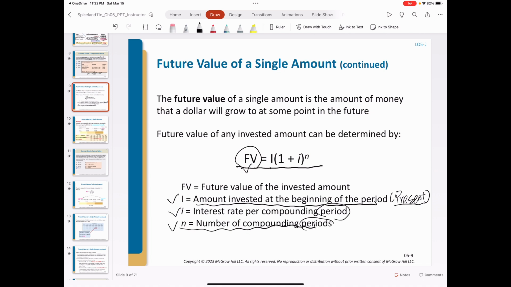So here we didn't use years, quarters, or months. We use periods because it depends on how frequently the interest is compounded. The period may represent different time periods. As I mentioned in the prior slides, when you calculate either present value or future value, you need to read carefully how frequently the interest is compounded. But to calculate the future value of a cash flow, we just need three inputs: the investment at present, interest rate per period, and the number of periods.